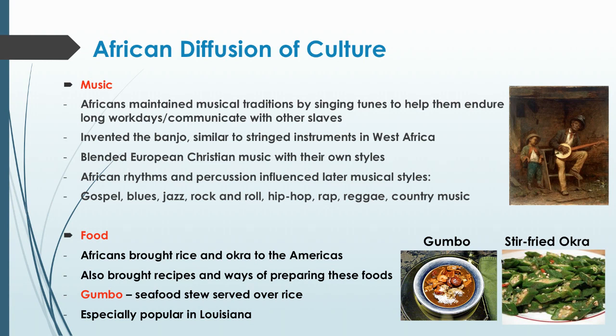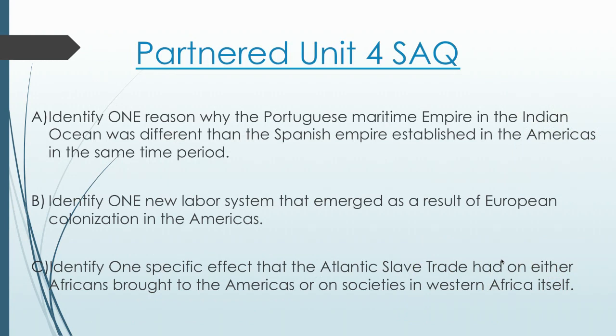Okay, here is your partnered Unit 4 SAQ. Identify one reason why the Portuguese Maritime Empire in the Indian Ocean was different than the Spanish Empire established in the Americas. One new labor system that emerged as a result of European colonization, and then one specific effect that the Atlantic slave trade had on either Africans brought to the Americas or on societies in Western Africa itself.